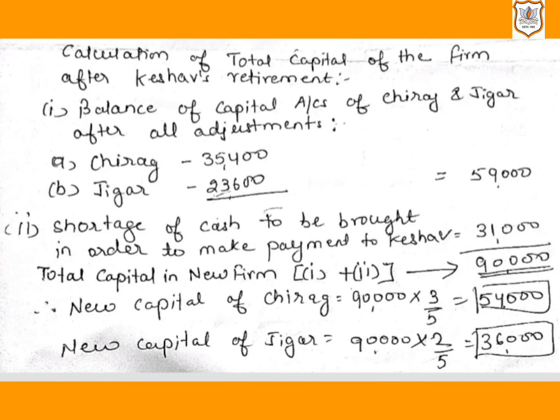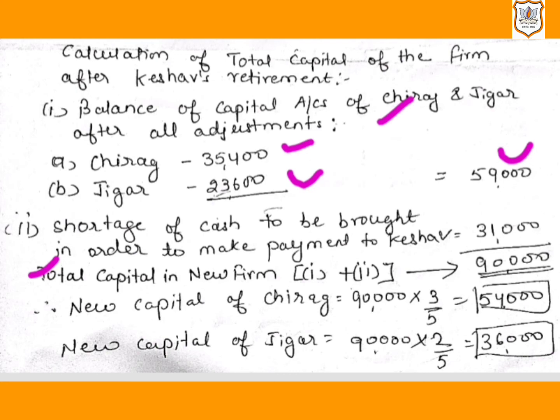Now we will find out total capital in new firm, in order to find out new capital of Chirag and new capital of Jigar. So we will find out total capital in new firm by adding balance of capital accounts of Chirag and Jigar after all adjustments. That comes to 35,400 of Chirag and 23,600 of Jigar. If we add these, we will get 59,000. 59,000 is balance of capital accounts of Chirag and Jigar after all adjustments.